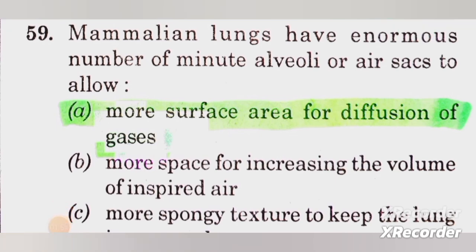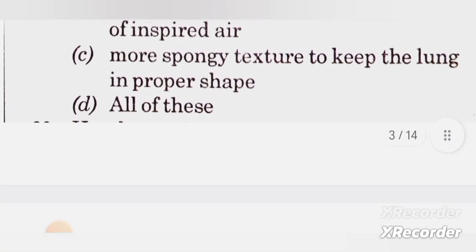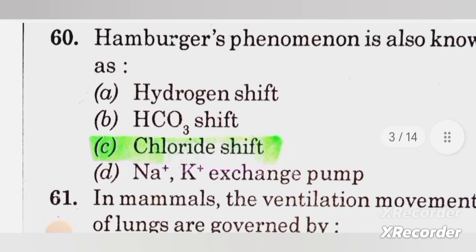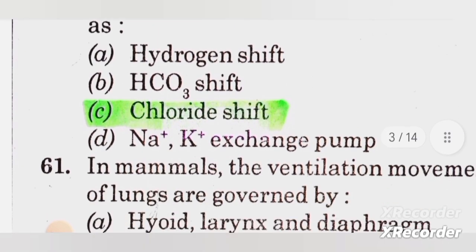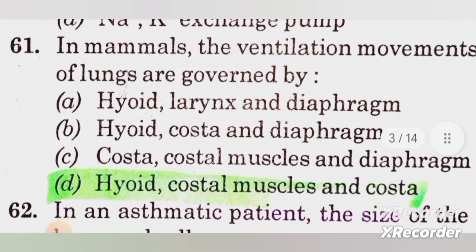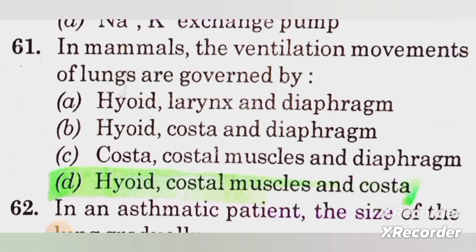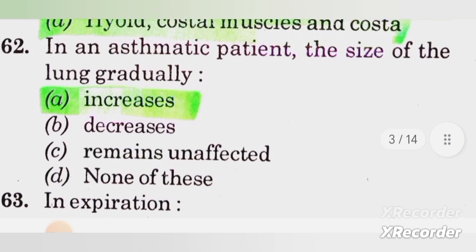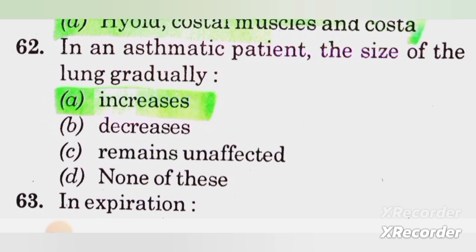Next, 59. Mammalian lungs have enormous number of minute alveoli or air sacs to allow answer A, more surface area for diffusion of gases. Next, 60. Hamburger's phenomenon is also known as chloride shift. Answer C. Next, 61. In mammals, the ventilation movements of lungs are governed by answer D, hyoid, costal muscles, and costa. Next, 62. In an asthmatic patient, the size of the lung gradually answer A, increases.